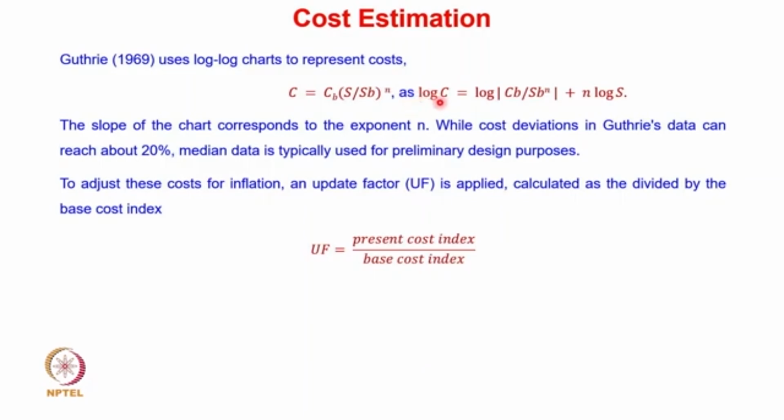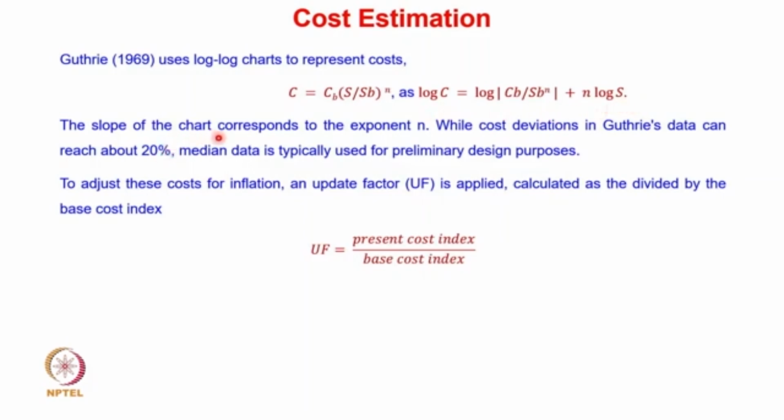So if we take a log of that, what we get is log C = log CB + n log(S/SB). So this first term is nothing but the intercept, whereas n is the slope of the curve, and log S is the variable, isn't it? So you can see that the log charts given in Guthrie's cost estimation book actually follow the second equation. So log C is plotted with respect to log S.